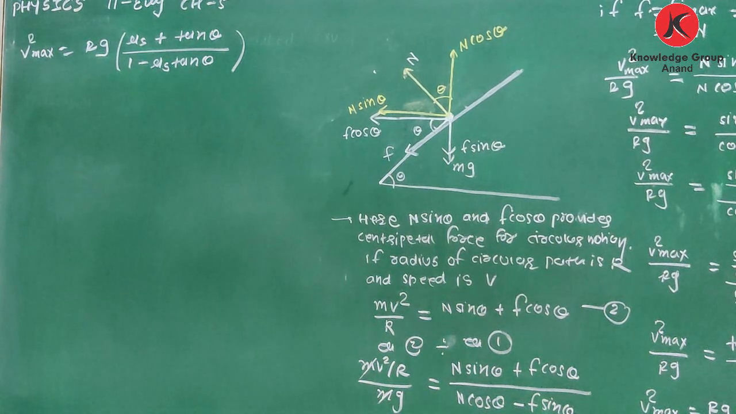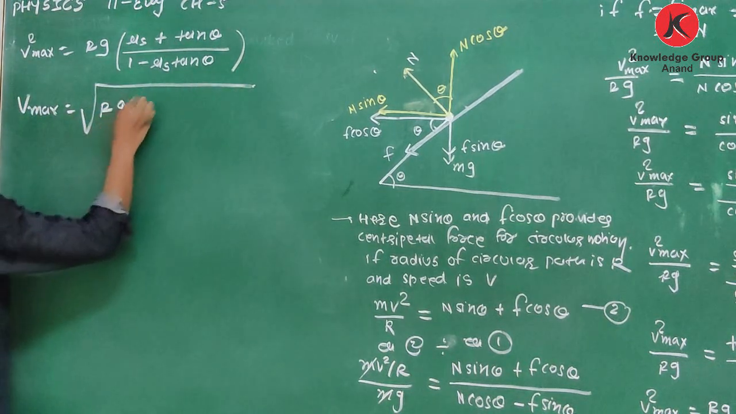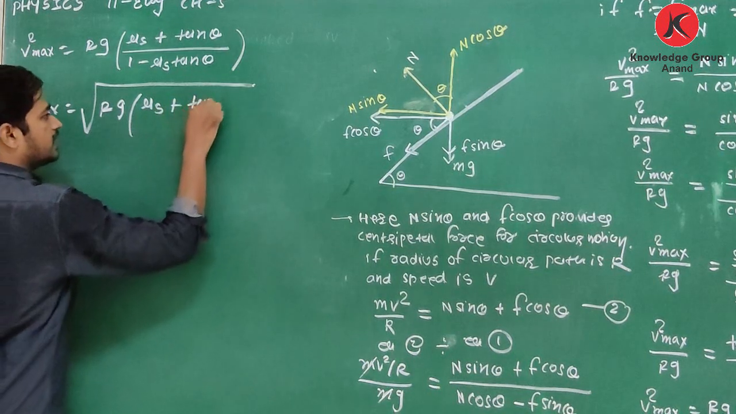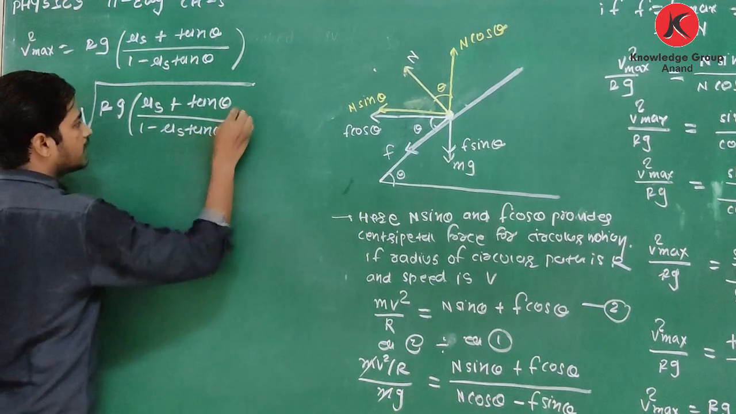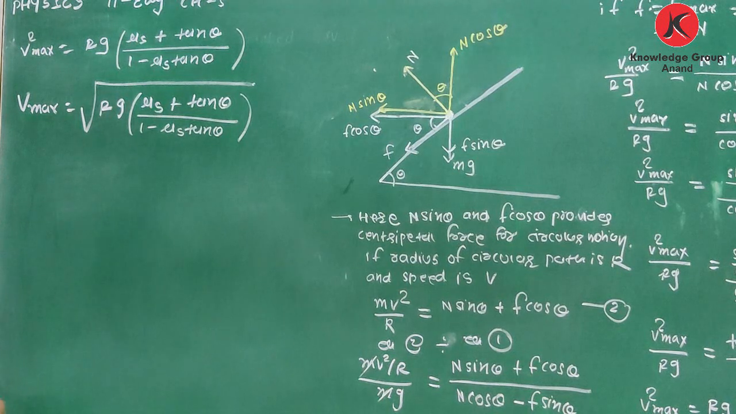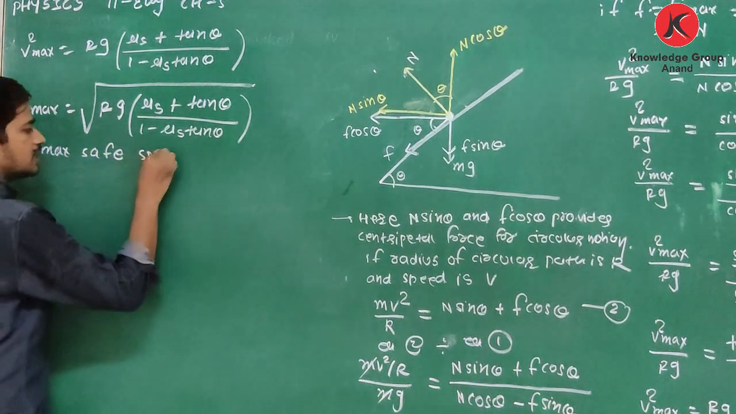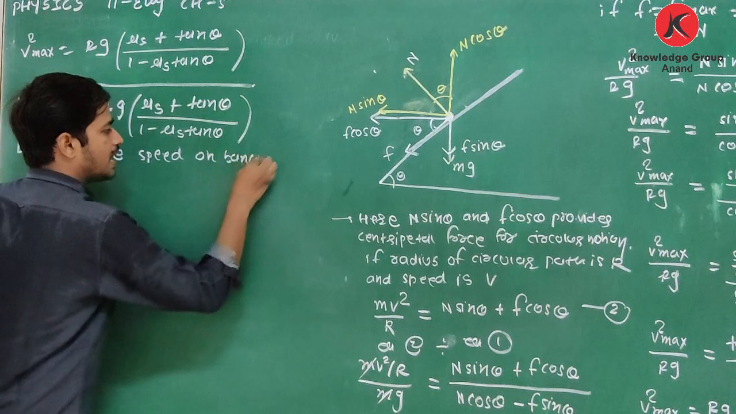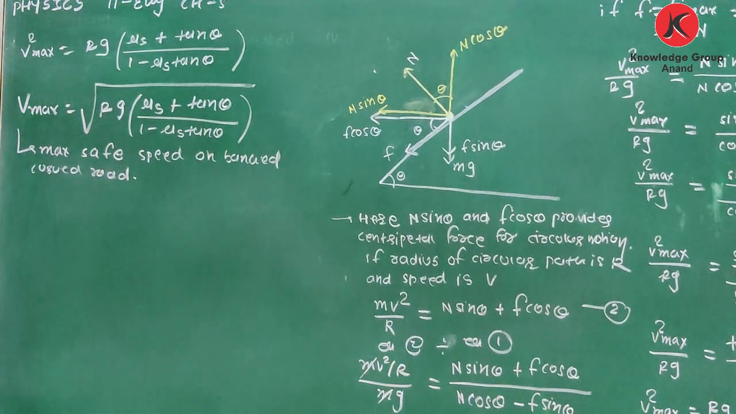Okay, see, yes, what is last step? V square maximum upon Rg. V square maximum is equal to Rg mu s plus tan theta upon 1 minus mu s tan theta. Now if I want to make V maximum as subject, then V maximum is equal to under root Rg mu s plus tan theta upon 1 minus mu s tan theta. Clear about this? Then yes, it is equation of maximum safe speed on bank curve road. Clear about this? Yes, you have to remember this equation.